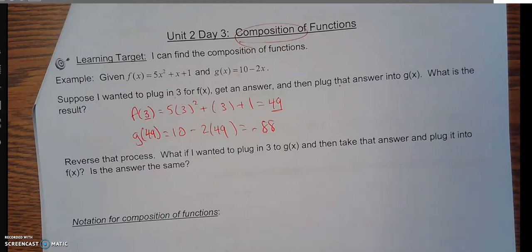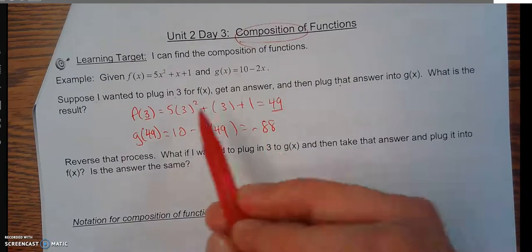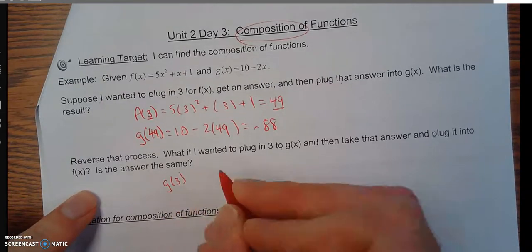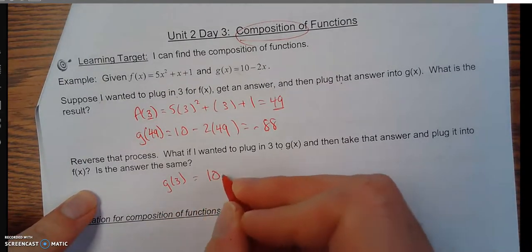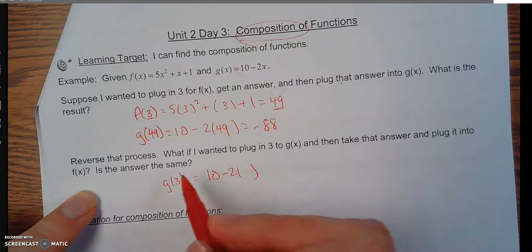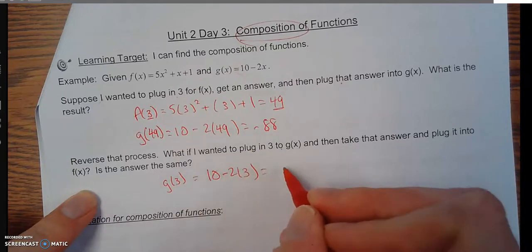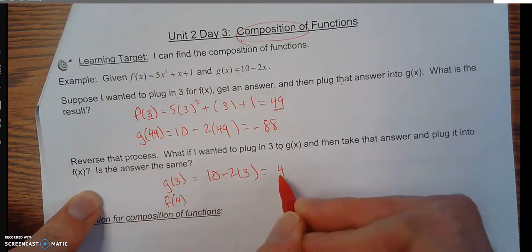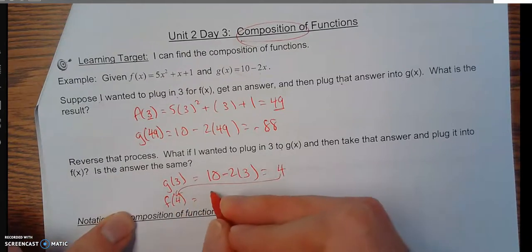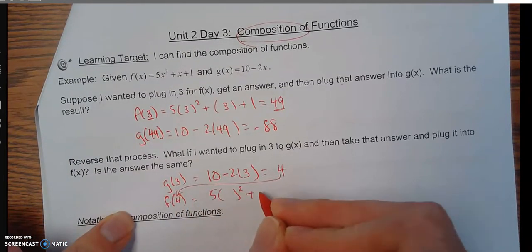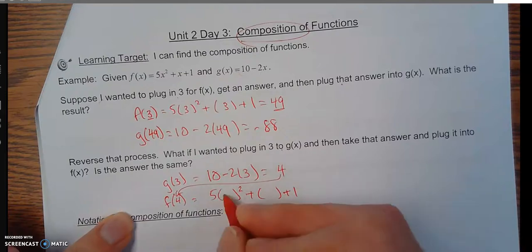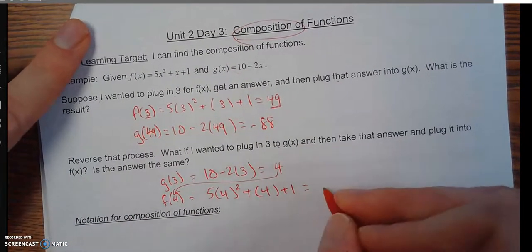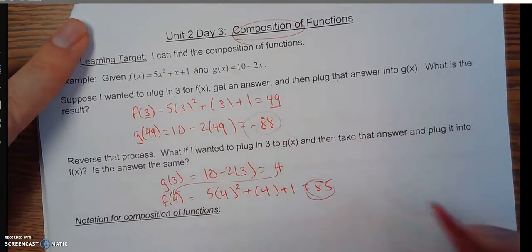Now what if I wanted to reverse the process? What if I wanted to plug 3 into g first and plug that into f? So I'd take g of 3. G of 3 says take 10 minus 2 times something. In this case, that something is 3. And that gives me 4. Then plug that into f. So f of 4. This says 5 times something squared plus that same something plus 1. In this case, the thing I'm plugging in is a number. It's 4. And that would give me 85. So notice, not the same thing.